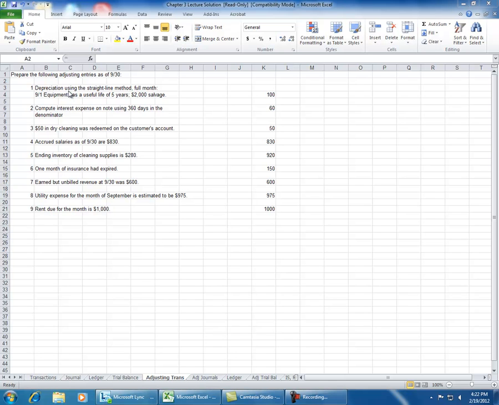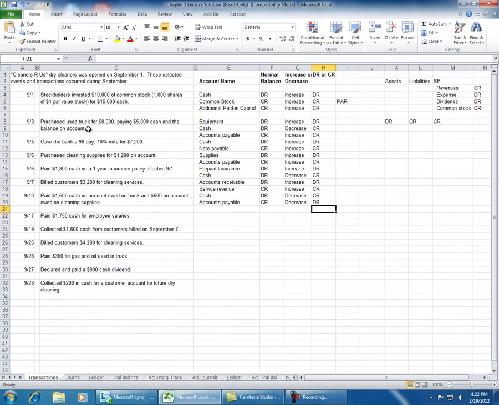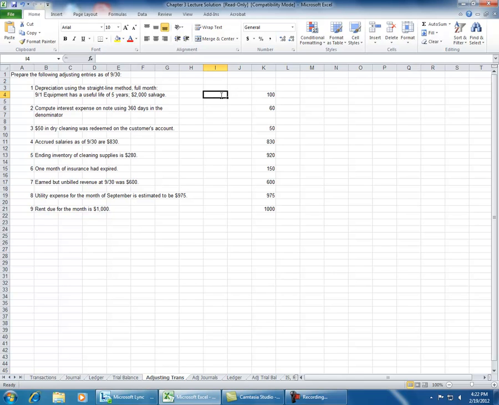So for example, the first one, depreciation using the straight line method, full month. If you remember, we purchased equipment, and this is telling us it has a 5-year useful life with a salvage value. So if we go back to our transactions briefly, we'll see on 9/3 we purchased a truck for $8,000. So we're going to take the $8,000, subtract the salvage of $2,000, and we'll divide by its useful life of 5 years. And that would be $1,200 for the year.